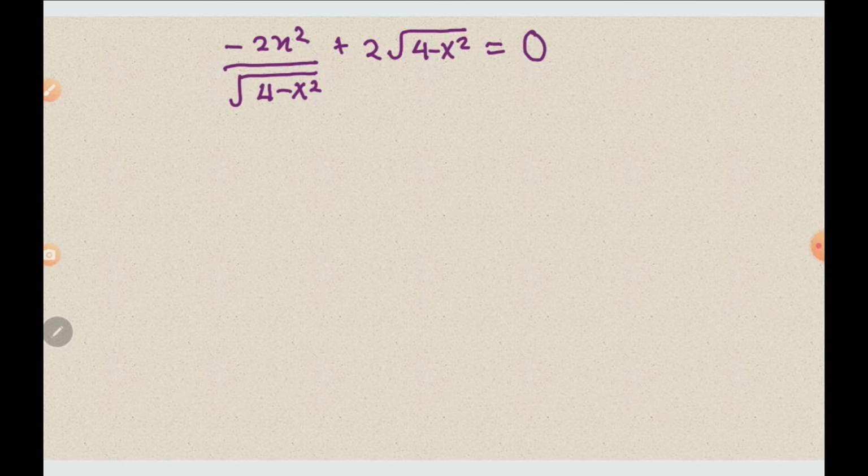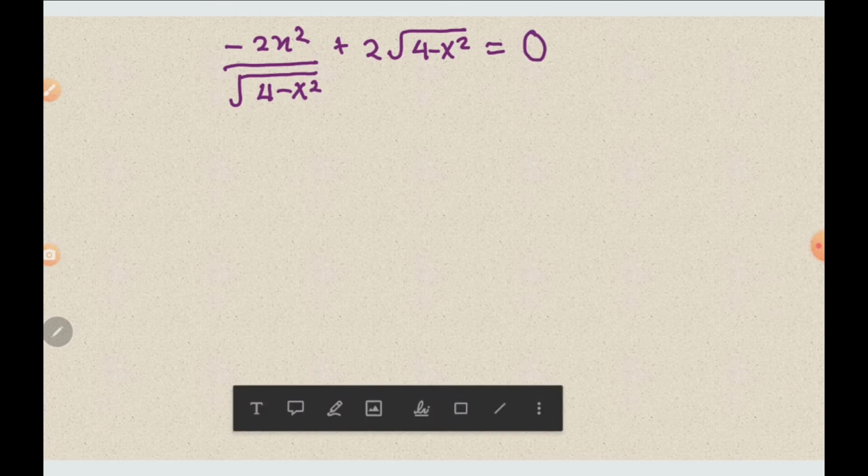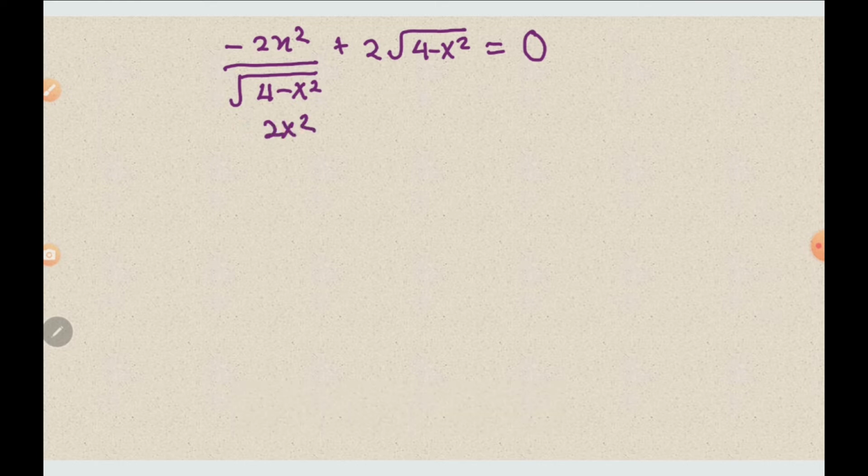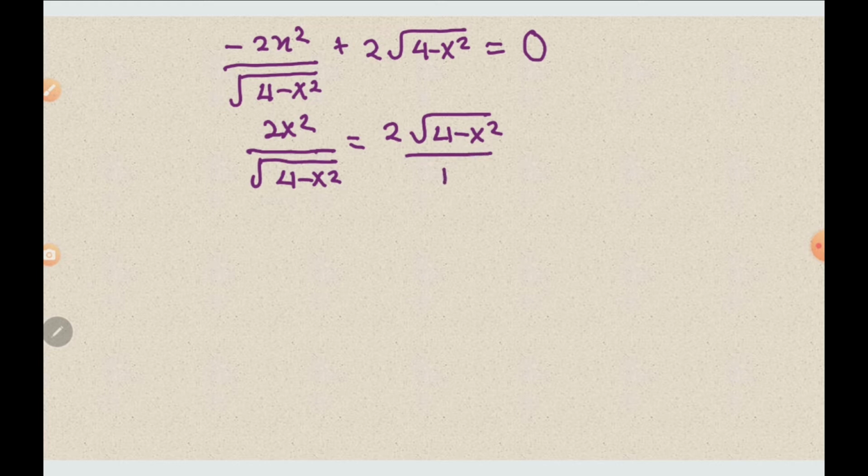Then we simplify: 2x squared over square root of 4 minus x squared is equal to 2 square root of 4 minus x squared. Then you cross multiply, here is over 1, so you will get 2x squared is equal to 2 times square root times square root, you will get 4 minus x squared only. So 4 minus x squared.